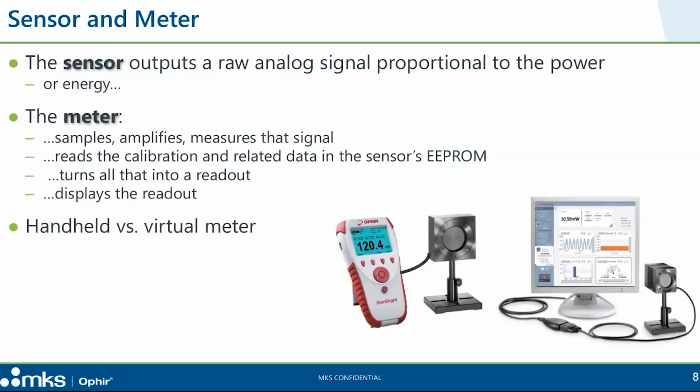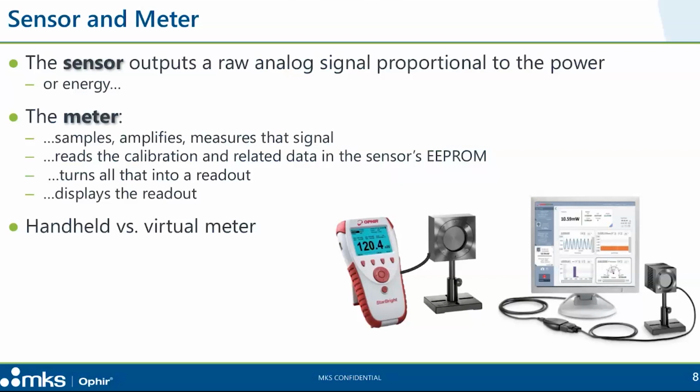Two main types of meter. We used to call the meter a display up until some years back, and then we decided that that doesn't really say what the thing does because it's much more than just a display. So there's a handheld meter where the meter basically does everything we just said, and it includes its own built-in display screen. So the output happens on that same instrument.